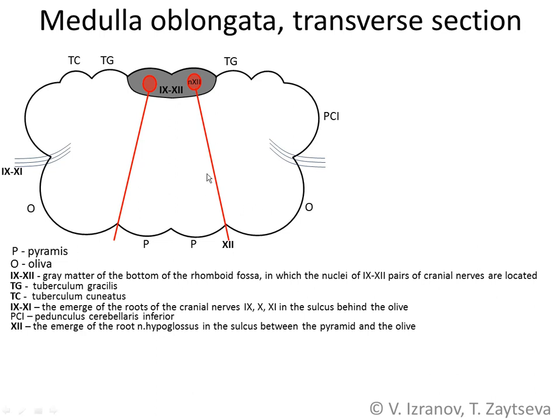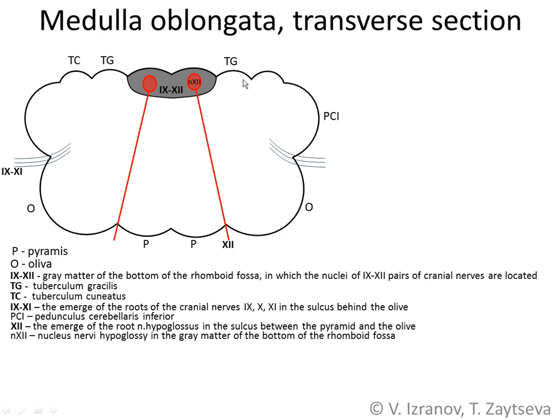If we say that this is the root, so it starts from the nucleus nervi hypoglossi, which is inside of the gray matter on the bottom of rhomboid fossa. So here it is, the nucleus nervi hypoglossi, in gray matter of the bottom of the rhomboid fossa.